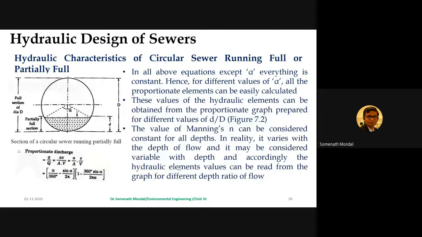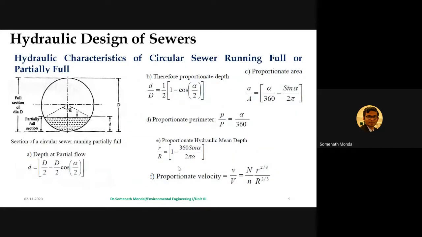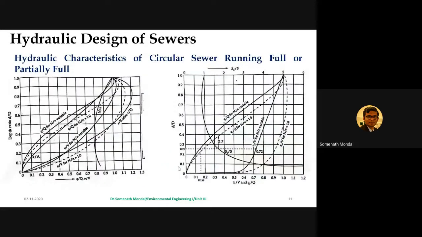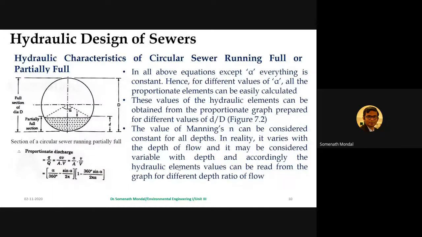You change your alpha value, you get for different alpha, you get different values of all those proportionate parameters, 6 parameters which we discussed. So those proportionate 6 parameters are actually given over here. A B C D E F, you can check. So if you see here, these values.